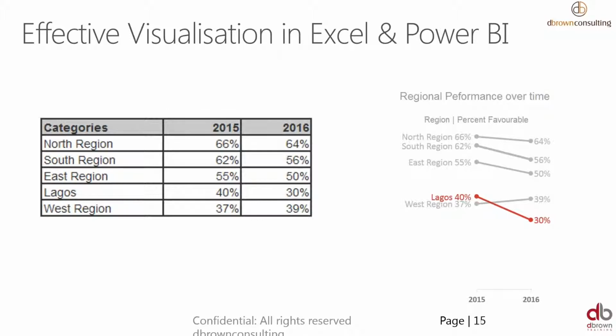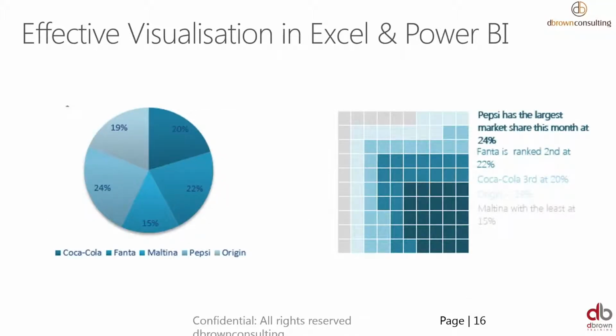Now, if you look at this pie chart, here we're trying to say, okay, we are distributors and we're selling various products. So I sell Coca-Cola, Fanta, Maltina, Pepsi, Origin. And the thing about pie charts is it's very difficult to understand which one is bigger than the other, because it's not so easy when you look at a pie. When you're looking at a pie, 24% and 22% look similar. If we hadn't typed 24%, we wouldn't know that.